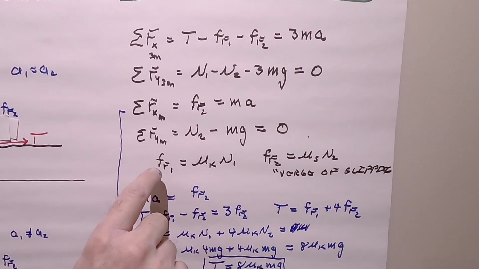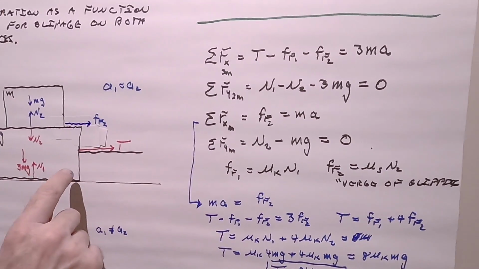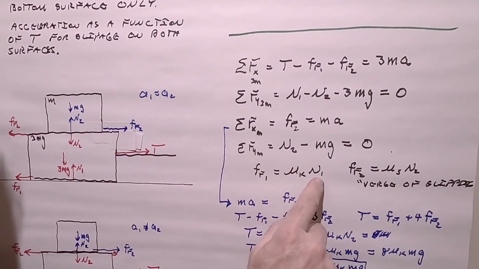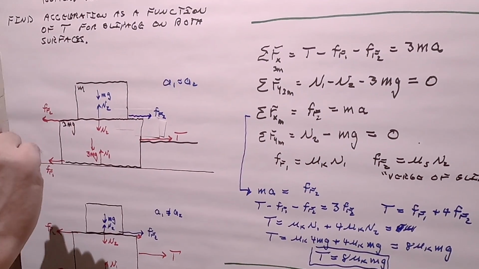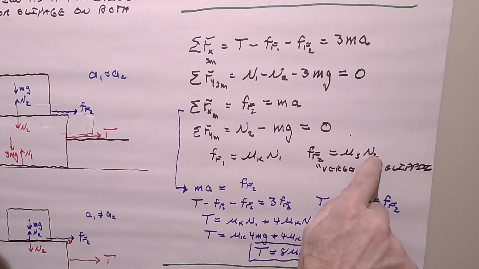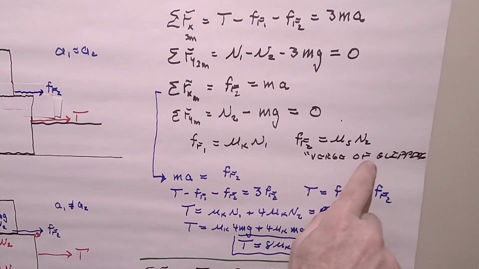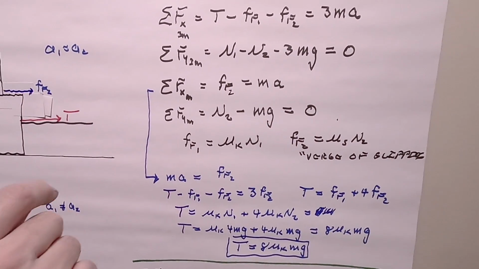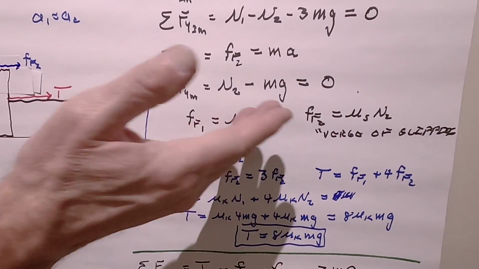Here's our two frictions. Frictional force 1, which is the bottom one, that's slipping, so it's mu K N1. The top one is not slipping, so it's mu S N2. But since we're on the verge of slipping, that's why I can put it equal right here. Okay, so there's our equation.